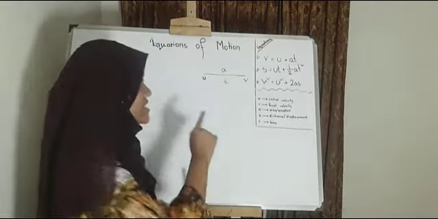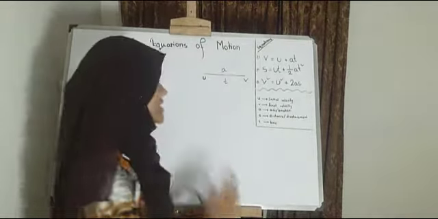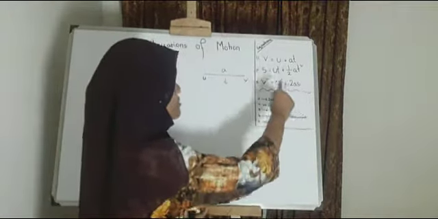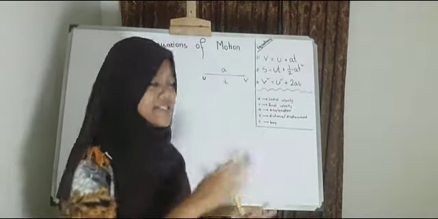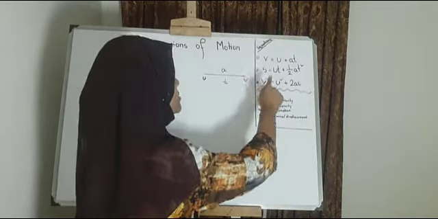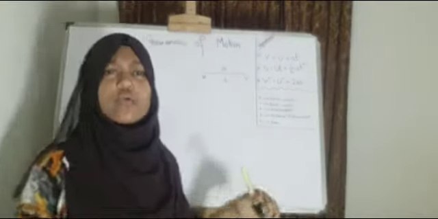Okay, so the second equation. The second equation is S equals, S means displacement or distance, equals ut plus half at squared. So what is this equation telling us?